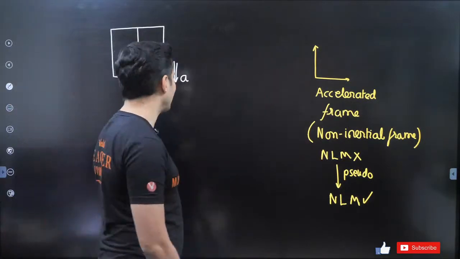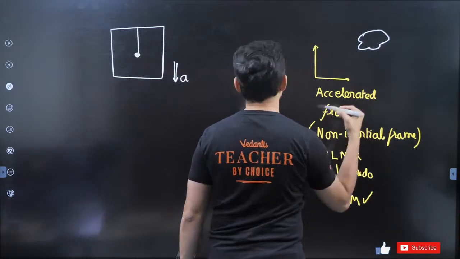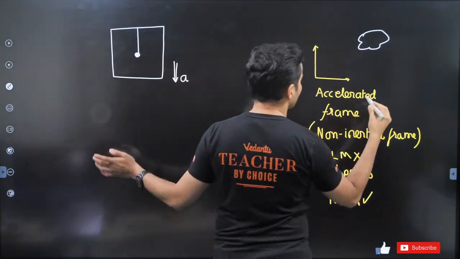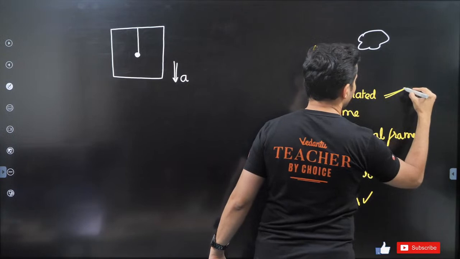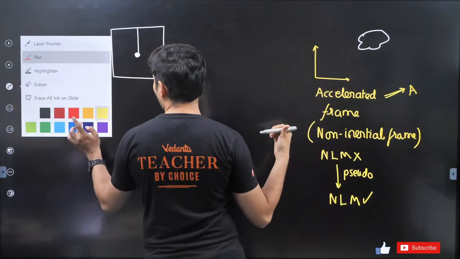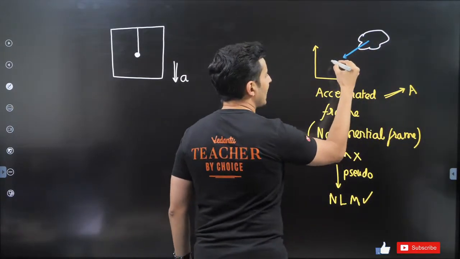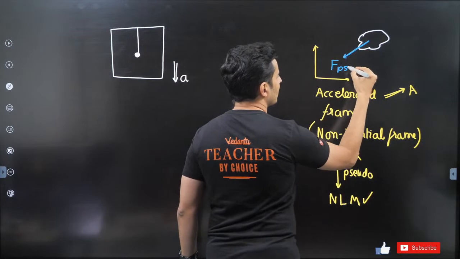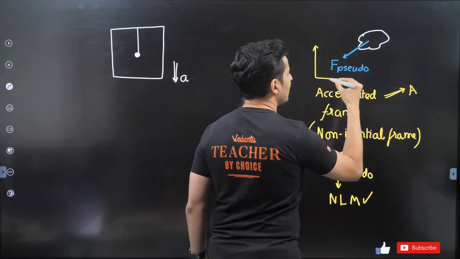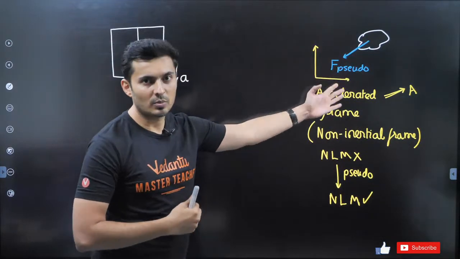So whenever you have an accelerated frame and you are looking at any body, and let's say this is the acceleration of the frame, what you do is you always apply a pseudo force, Fp. The P is silent in pseudo, that's how it's pronounced.